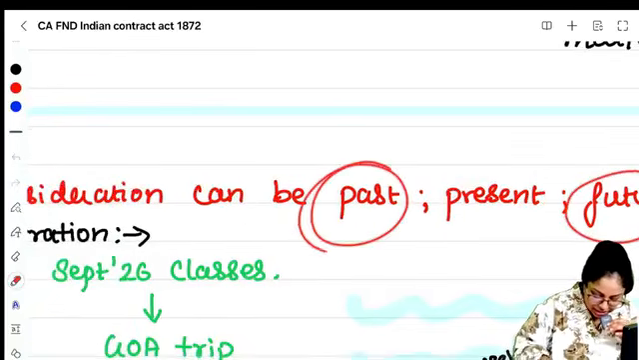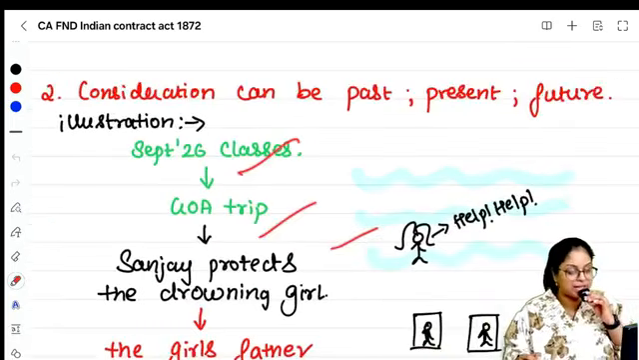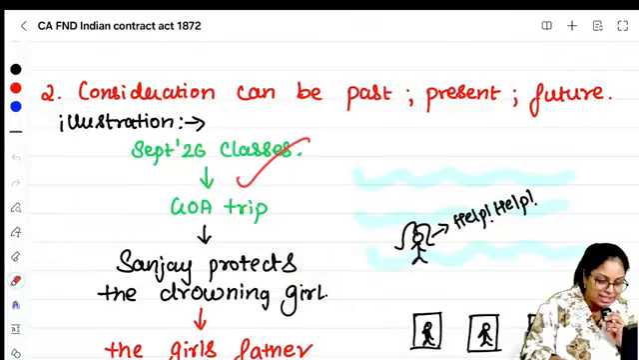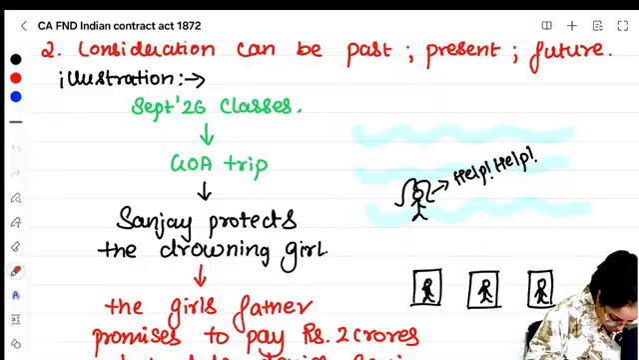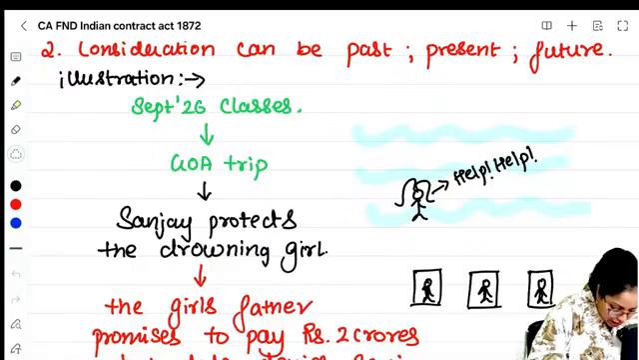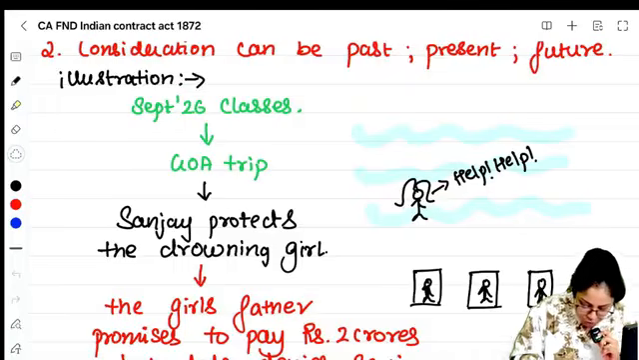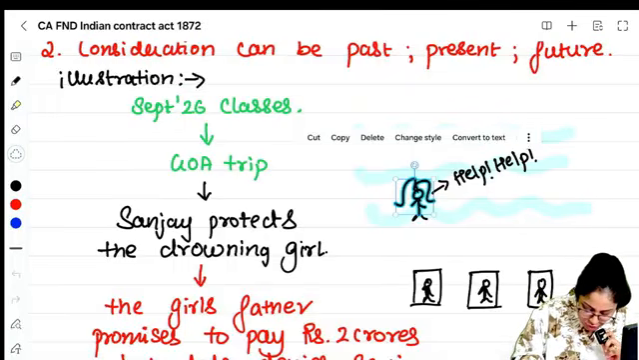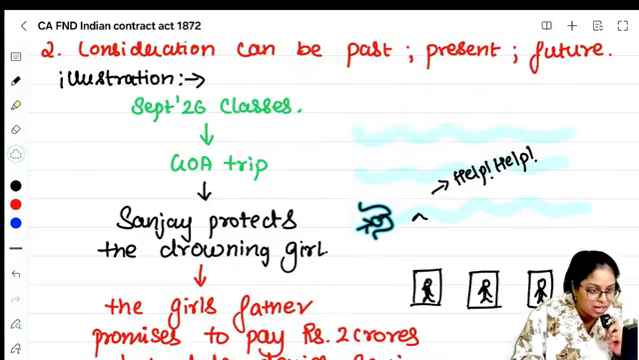Past consideration என்னது, remember this example we did in the class. நம்மளோட செப்டம்பர் 26 கிளாஸ் நம்ம எல்லாரும் சேர்ந்து எங்க போனோம், ஒரு கோவா ட்ரிப்க்கு போனோம். அந்த கோவா ட்ரிப்க்கு நம்ம போகும்போது நம்மளோட யார் இருந்தா, our class student Sanjay was also there. There was a girl, we all went to the beach. There was a girl whom Sanjay saw. She was drowning in the water. Sanjay quickly went and saved the girl.